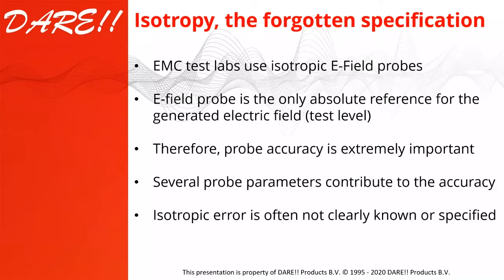If you look at the EEC test setup, basically it consists of a signal generator, an amplifier, power meters to measure the forward and reflected power, and an antenna. The forward and reflected power meters are typically only used to regulate the field, for example during substitution measurement. The only real absolute reference in the radiated immunity test setup is the field probe.